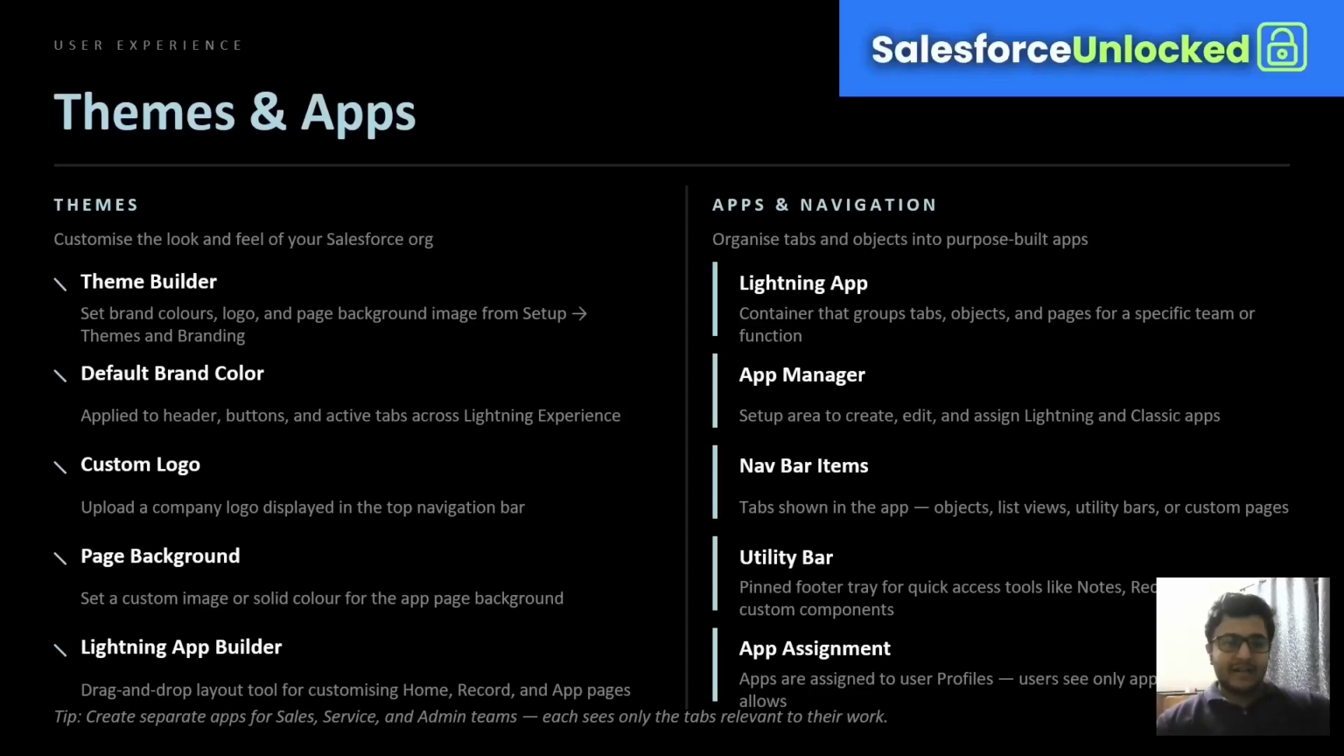And then comes the Lightning App Builder, which is the most important feature. It's a drag and drop editor which lets admins customize the layout of home pages, record pages, and app pages without writing any code. You can also add, remove, and rearrange standard and custom Lightning components of any object. This was all about the themes.